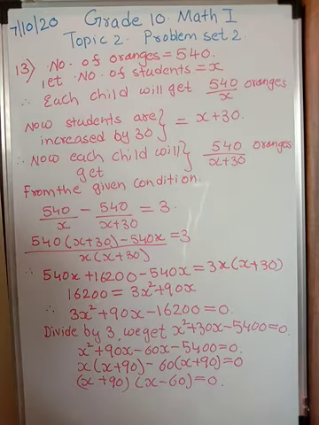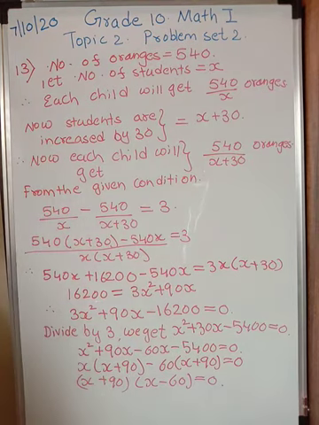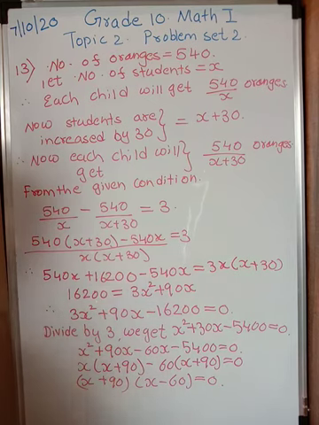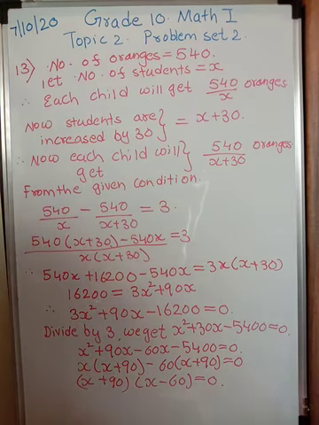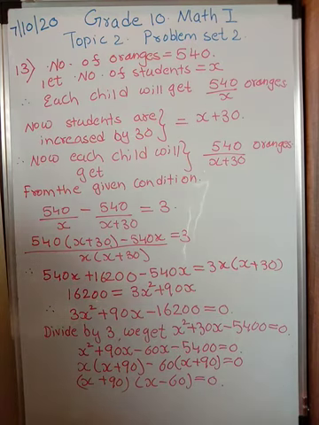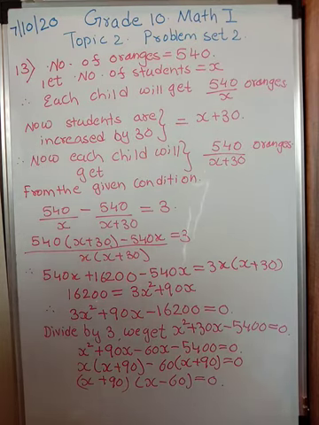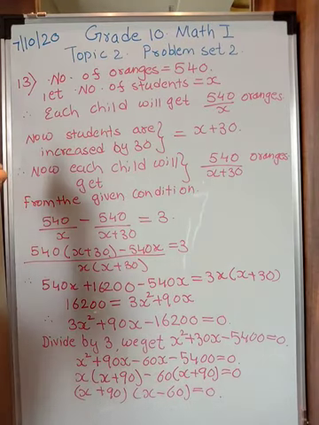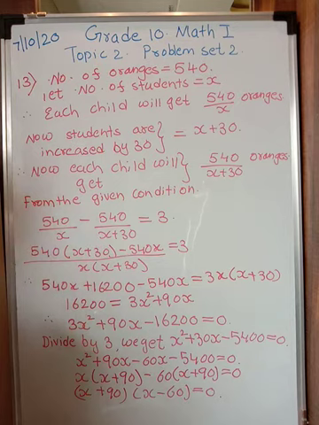Now look at the 13th problem, students. Ranjana wants to distribute 540 oranges. So the number of oranges is 540. Now the problem says that if 30 students are increased, then each child is going to get 3 oranges less. This is the problem. And so we have to find the number of the students. So the number of oranges is 540 and she wants to distribute it to the students.